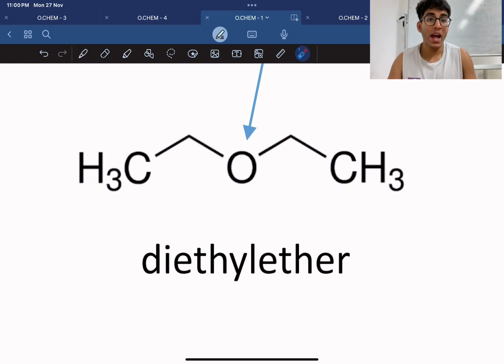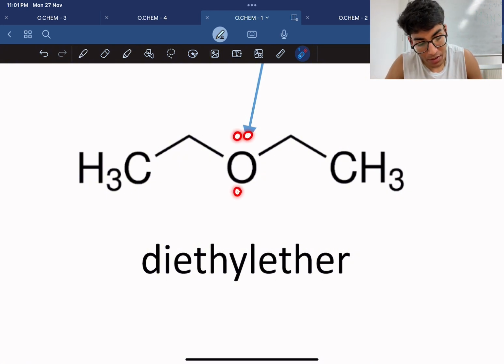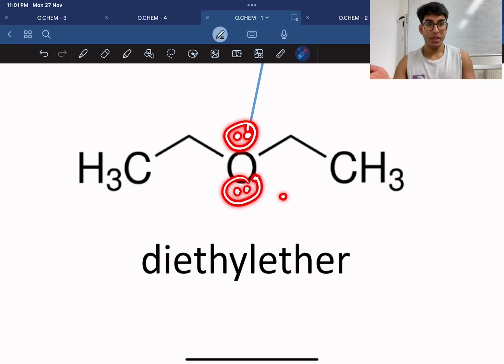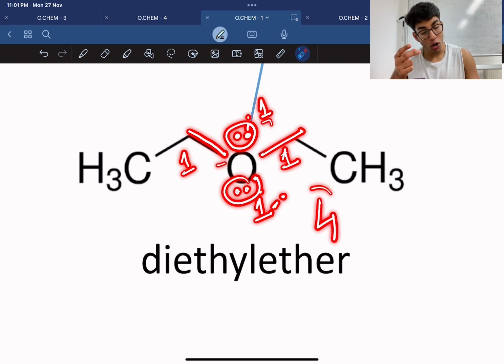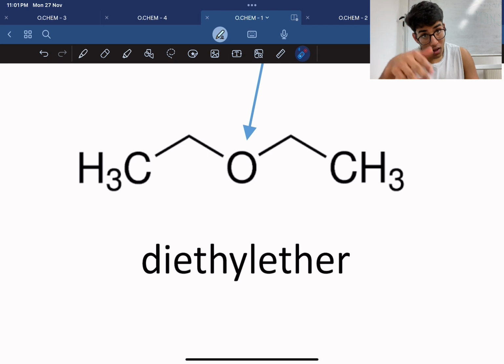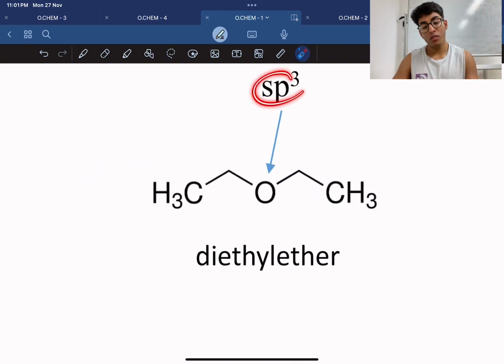So we know oxygen has 6. 1 is taken for each bond, so we have 4 left. We pair them. Boom. Just like that. So clearly we can see that it has 2 lone pairs as well. So let's count the points again. 1 single bond, so that's 1 point, 1 point. And a lone pair is 1 point, and another lone pair is another point. So total, that's 4 solid points. So that's sp3. Boom. Of course I'm right.